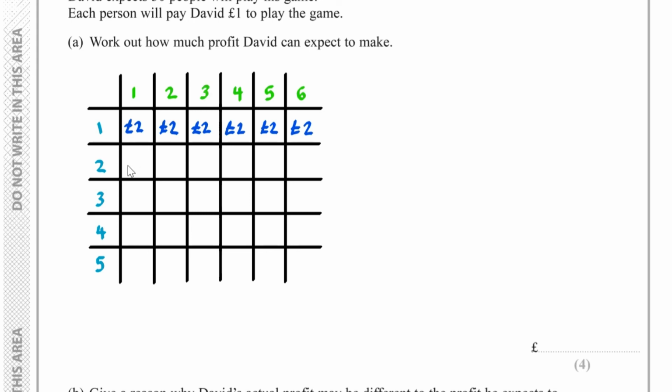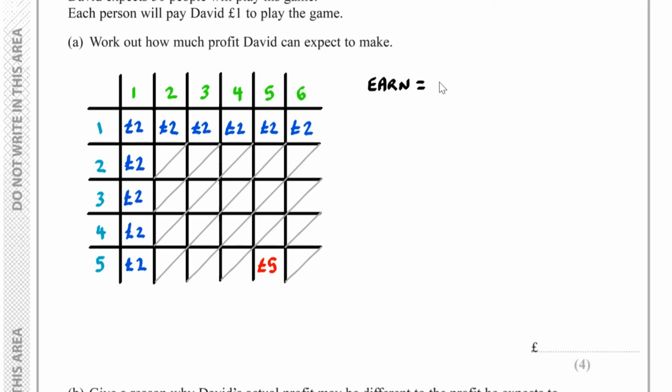Or both. And we win £5 if we roll a 5 and spin a 5. And for the rest of them, we lose. Now, let's see how much we would earn.